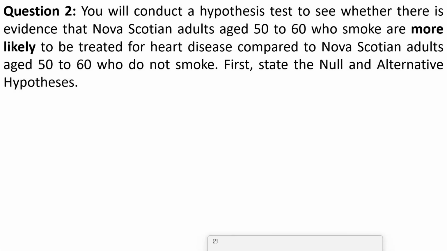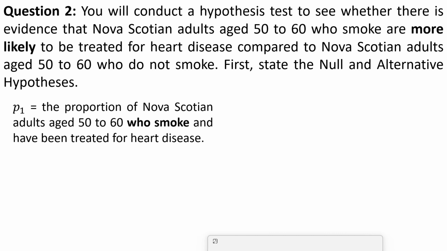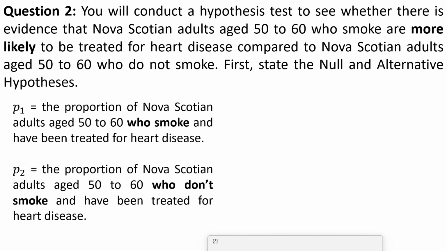Second part of the question, as I said at the beginning, of course, there are two ways to do inferences. One way is to construct a confidence interval. The second way is to conduct a hypothesis test. So here we're going to conduct a hypothesis test. We already know what P1 and P2 represent. And so we just need to write out what our hypotheses are.